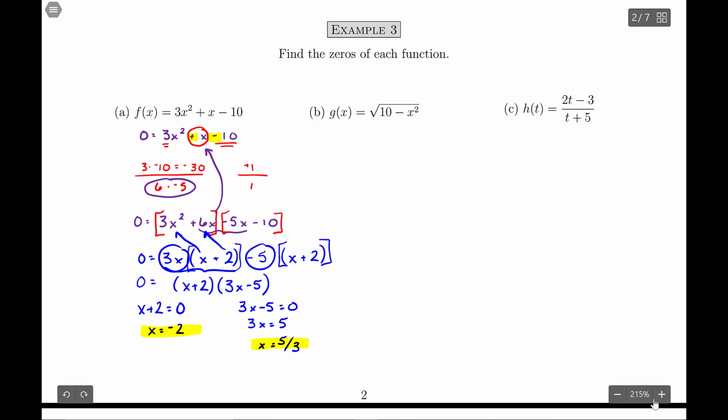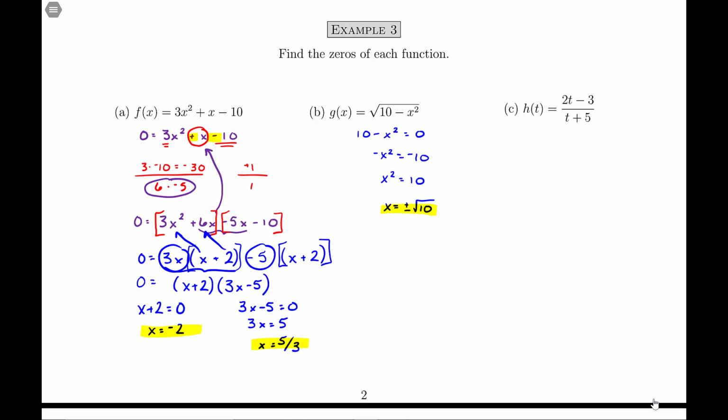For part B, we're dealing with a radical. And when you're working with a radical, all you need to do is take what's inside the radical itself, in this case 10 minus x squared, and set it equal to 0. And then we solve this for x. So we would subtract 10 from both sides, and then divide both sides by negative 1, and then take the square root. When we take the square root of both sides, we end up with x is equal to plus or minus the square root of 10. And that's the zeros of that particular function.